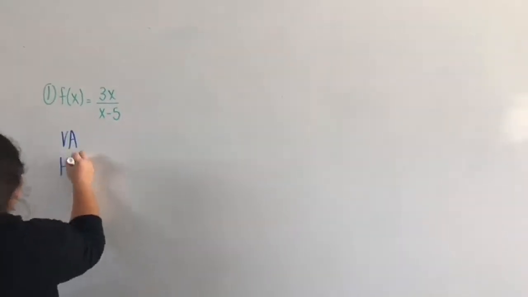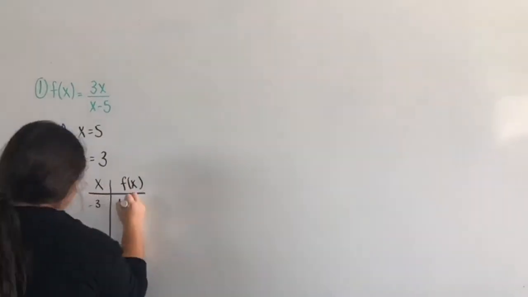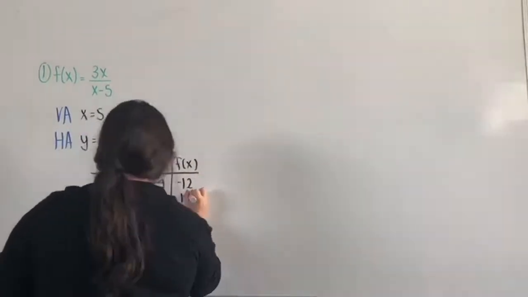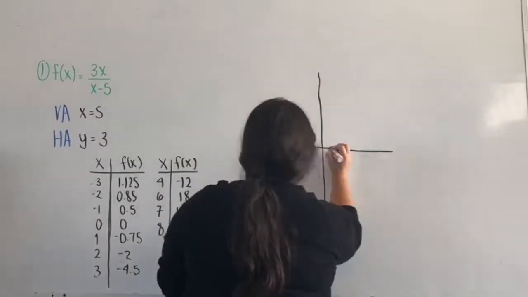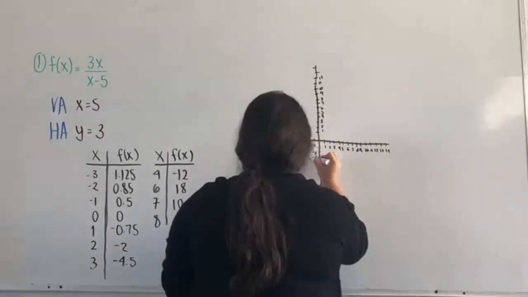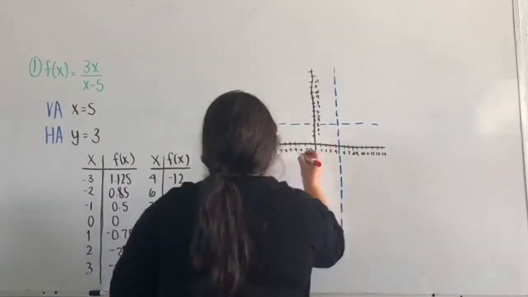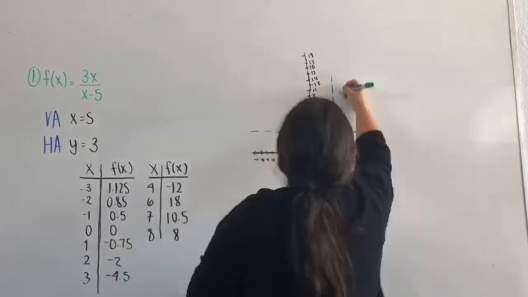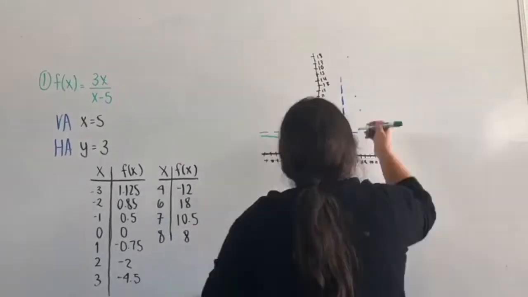Then for the graph, we're going to make a table where we give x certain values and then replace them in the original equation. Then we're going to draw our graph and we're going to draw the vertical and the horizontal asymptotes. Then from the results we get from the table, we're going to graph those points and then finally we get our final graph.